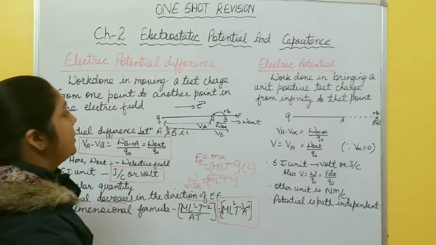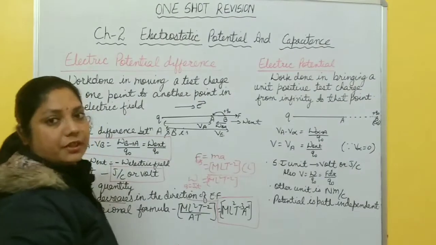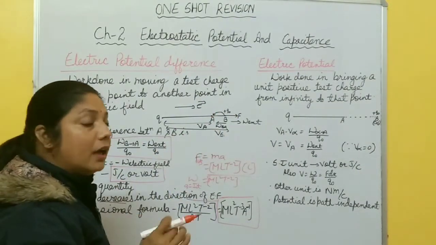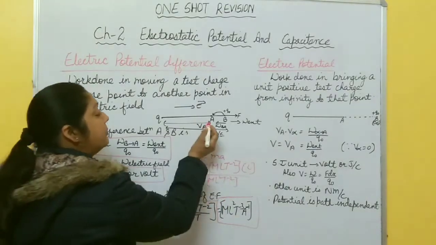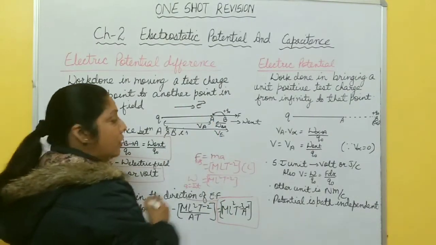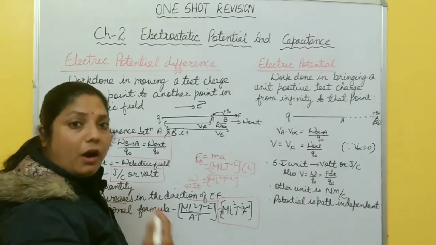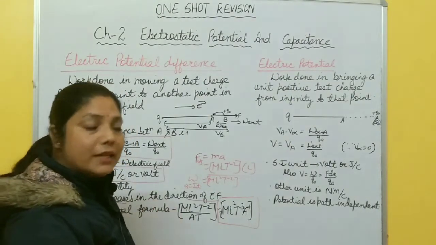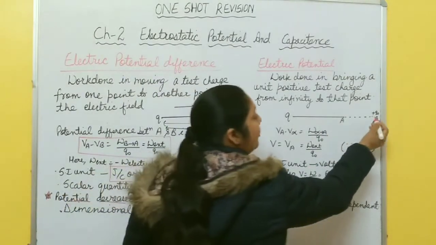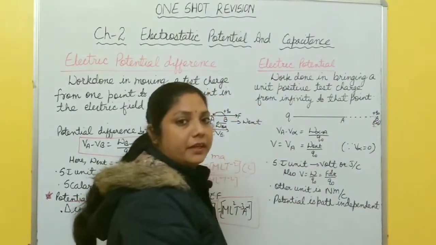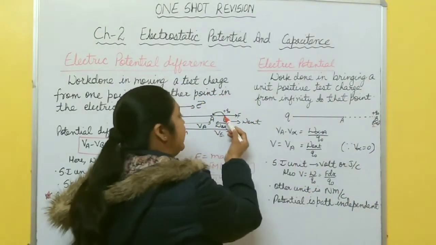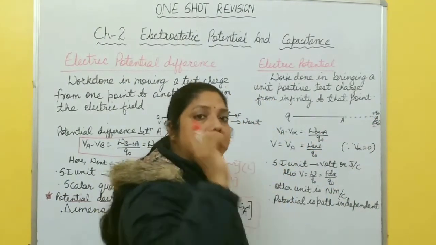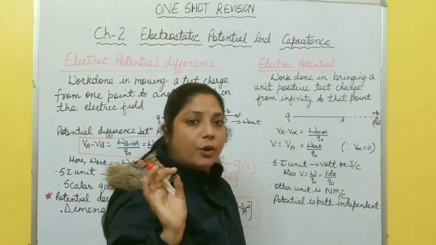Now, next one is electrostatic potential. This is potential difference between 2 points. But now you have to find electrostatic potential at point A, suppose, or point B. So how do you write this one? For this, we assume that the second point is at infinity. Suppose here point B is here, but now suppose B point is at infinity and a test charge is placed at that point.